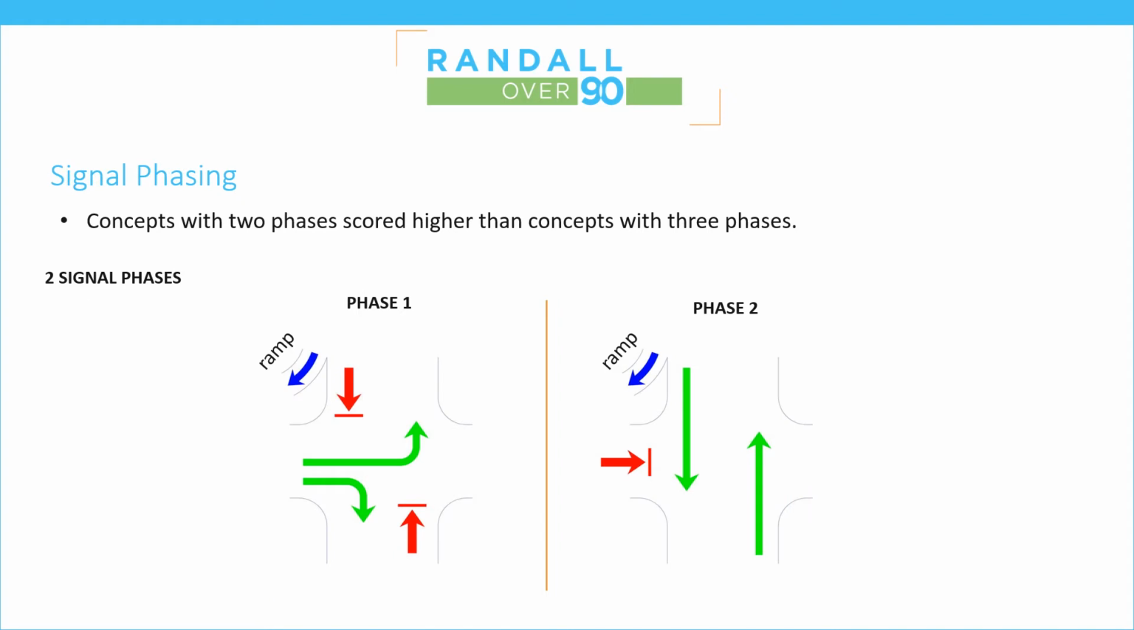Designs which feature traffic signals with 2 phases tended to score higher than concepts with 3-phase signals because the simpler 2-phase signals increase green time for the remaining movements.